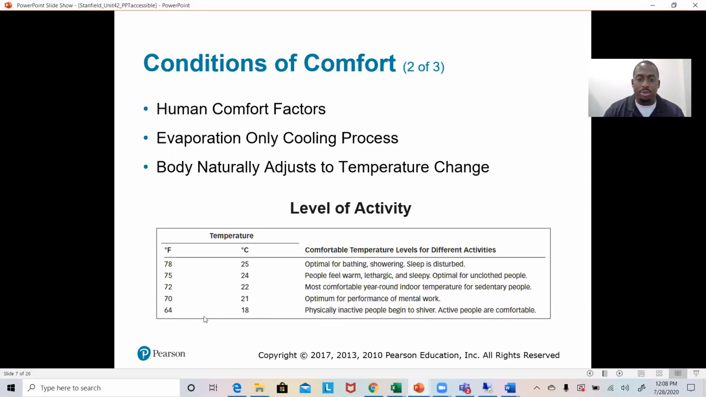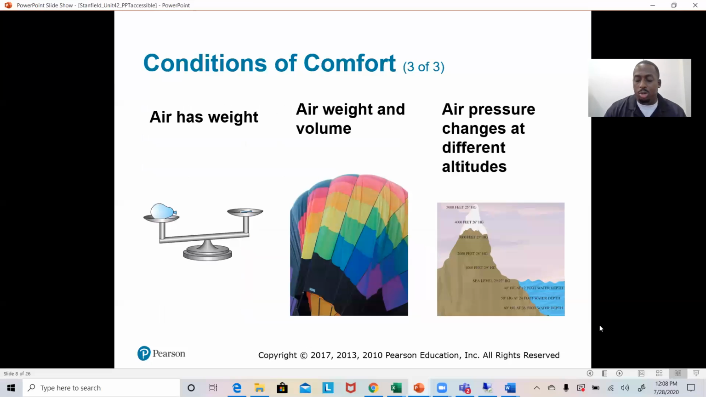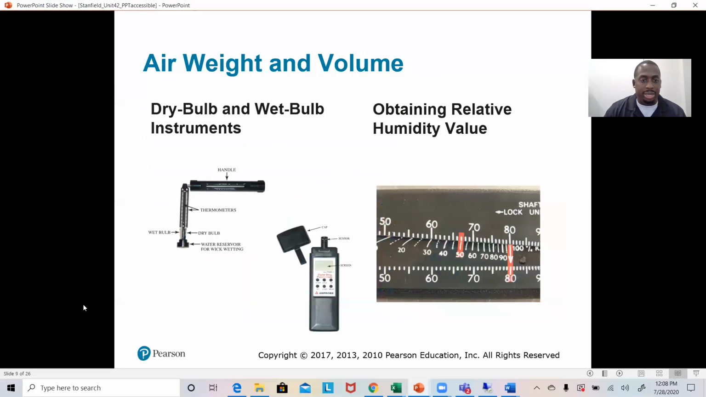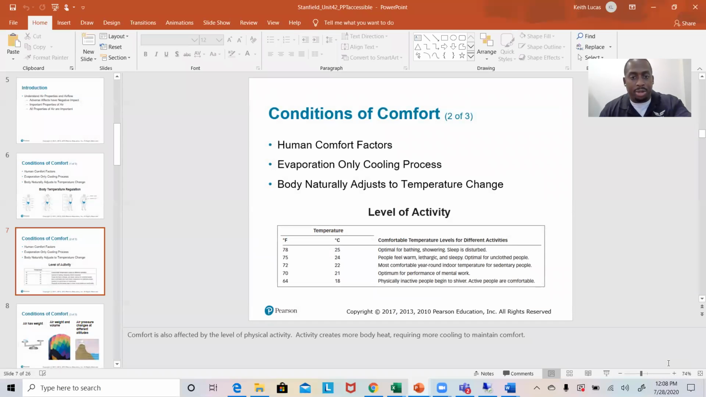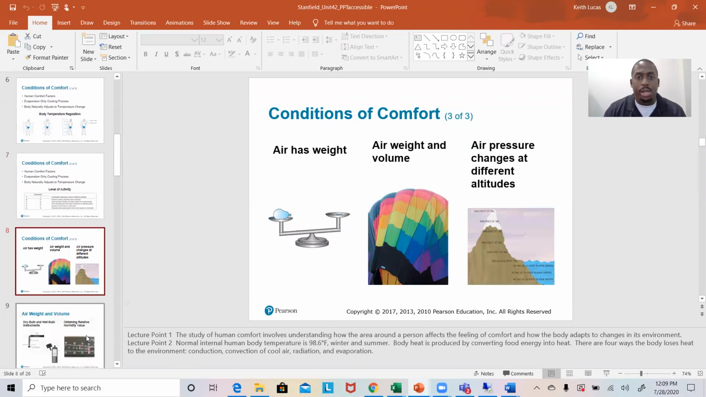And then at 64 degrees, physically inactive people begin to shiver, but active people are comfortable, which is why football players can play in the snow and not feel too bad because of their level of activity, whereas the people in the stands are shivering and barely getting through it. So comfort is also affected by level of physical activity. Activity creates more body heat, requiring more cooling to maintain comfort.